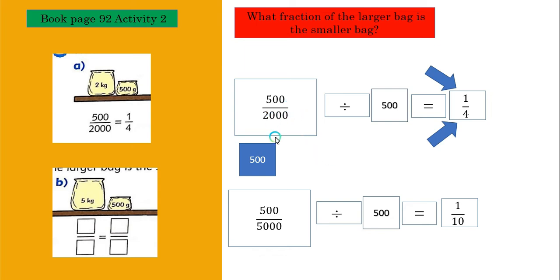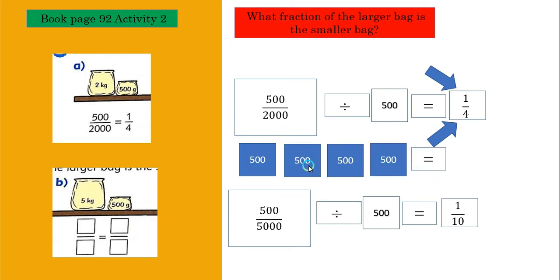How many 500s do we need to complete the 2,000? It's 4. So 500 plus 500 plus 500 plus 500, the answer is 2,000. So how many parts? It's 4 parts. So that is the denominator. And how many 500s do we need? It's 1. That's why the answer is 1/4.